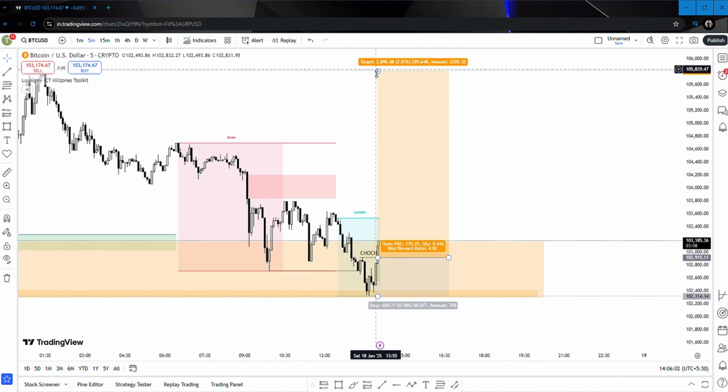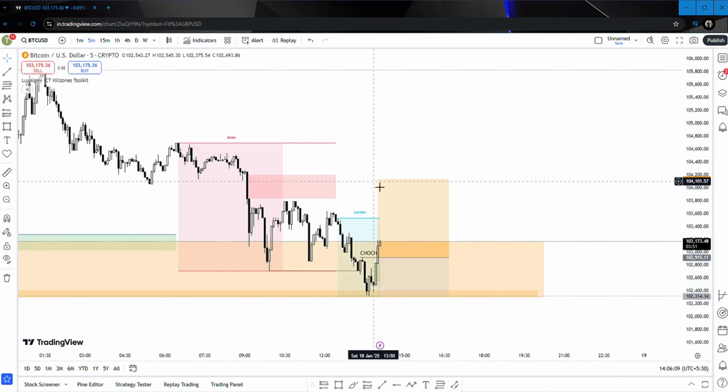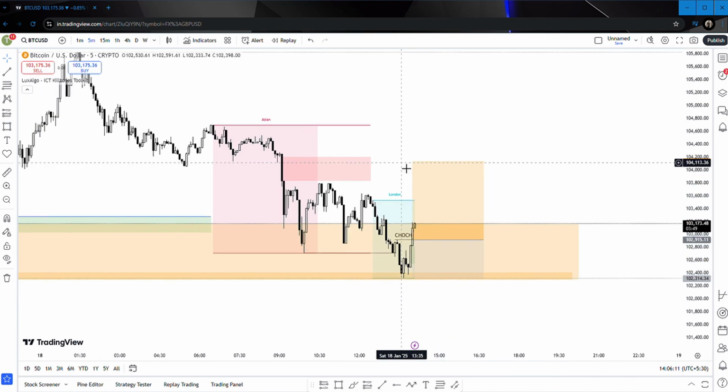If I look for where the 1:2 point is, and today is Saturday, guys, so the market will be sideways as well, because we all know that on Saturday and Sunday the crypto market is not very active.